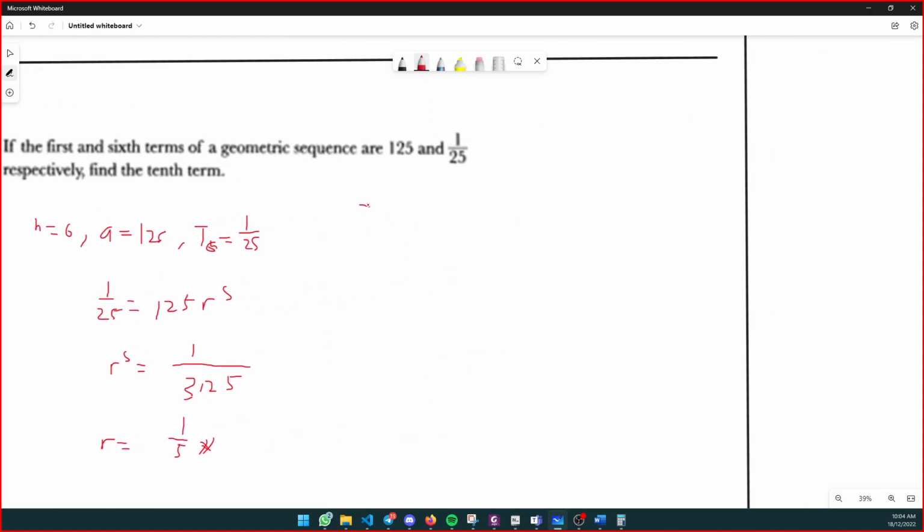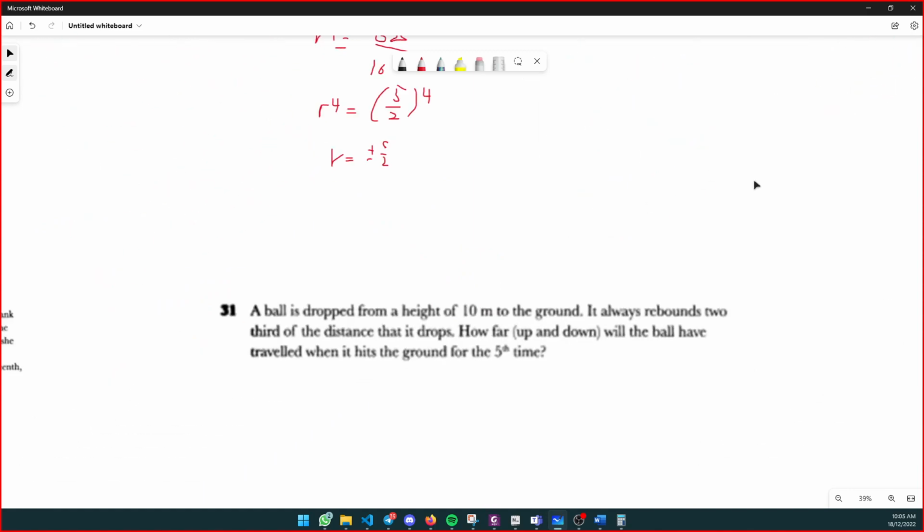So what can we do with 1 over 5? Just copy the question. T10 equals A times r to the power 9. So that equals 1 over 5 to the power 9. You'll get 1 over 1,562,500, something like this. Okay, good. Okay, next question.